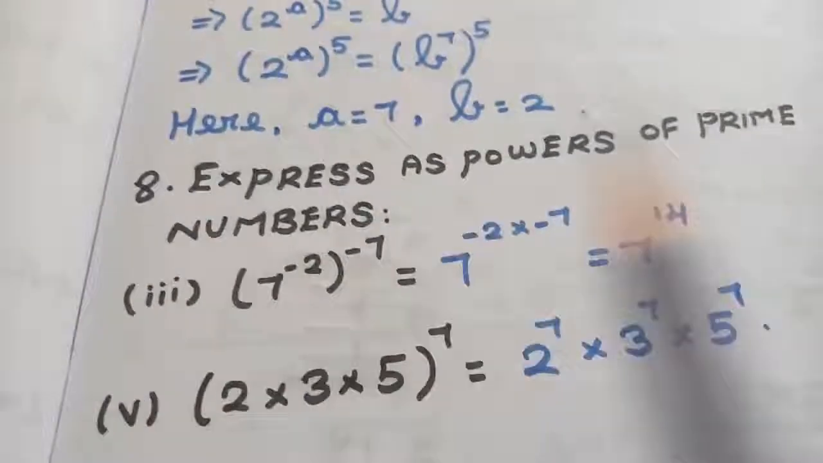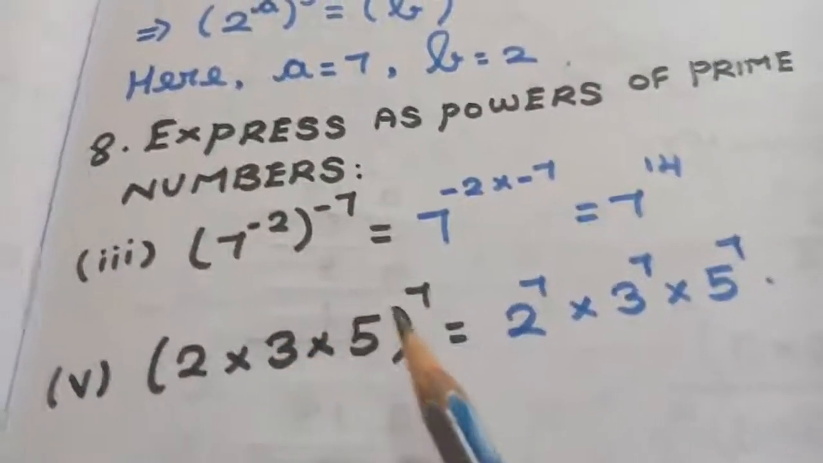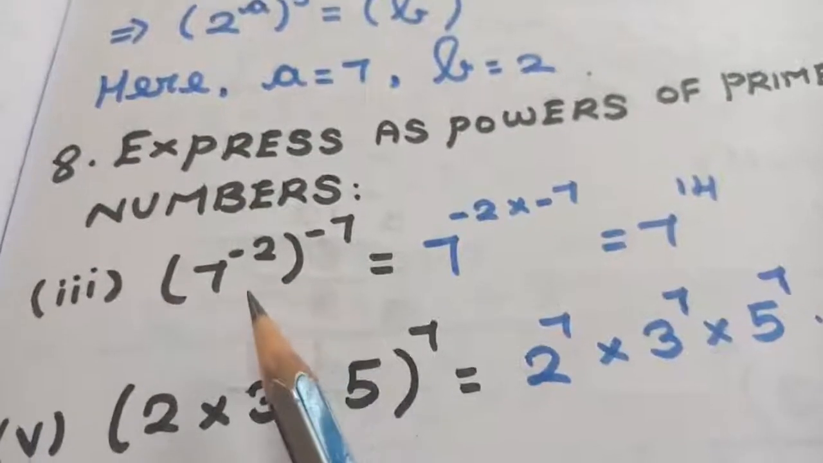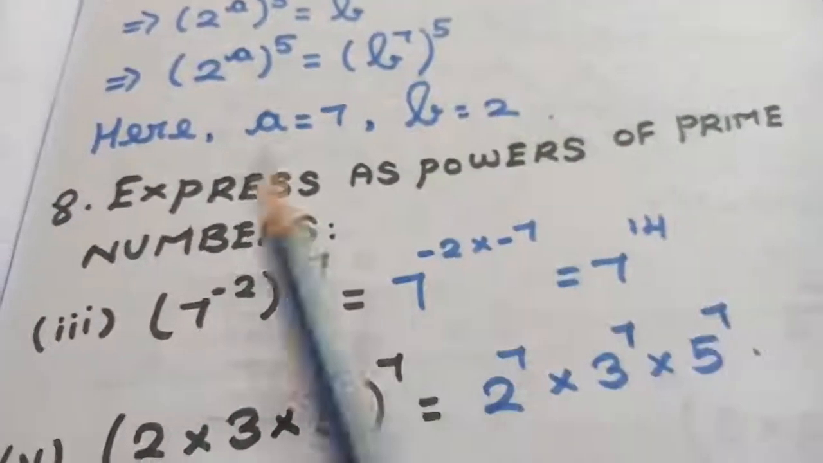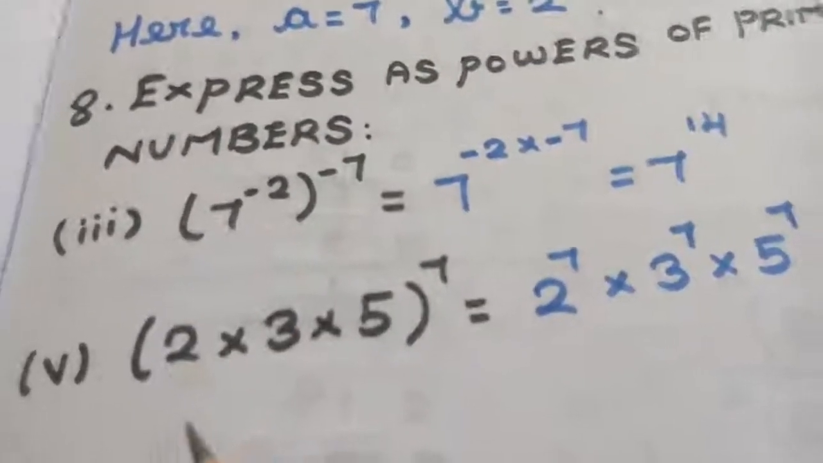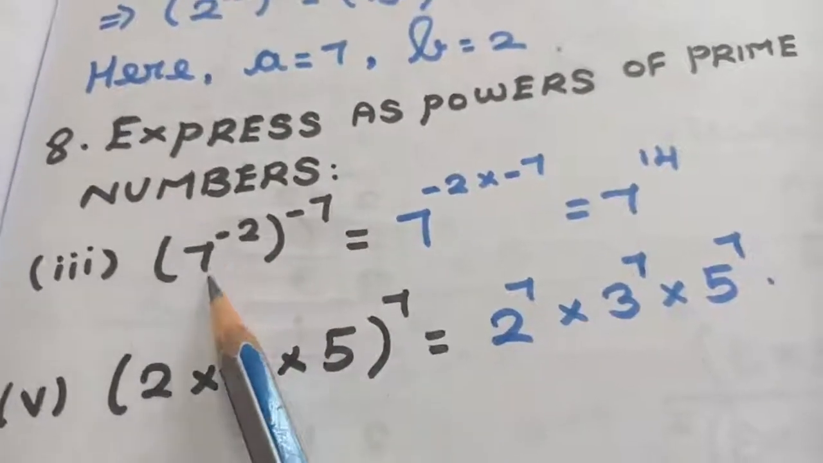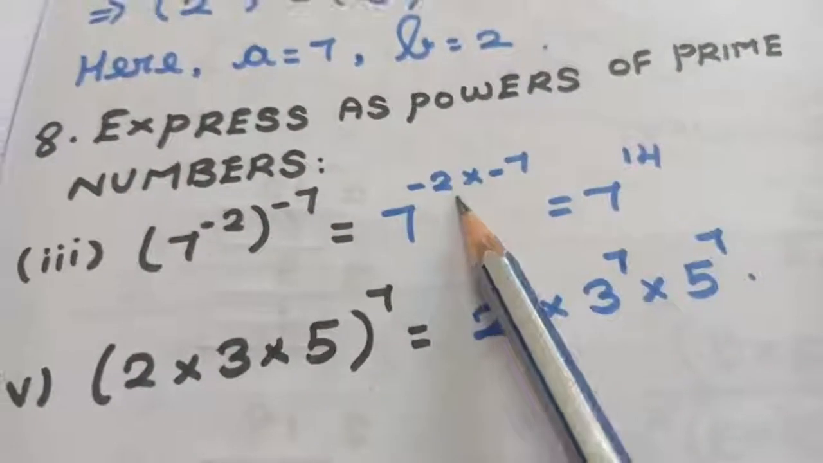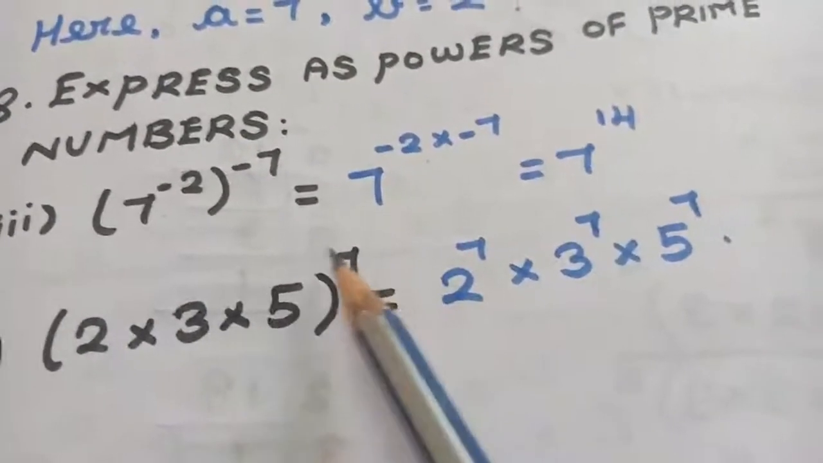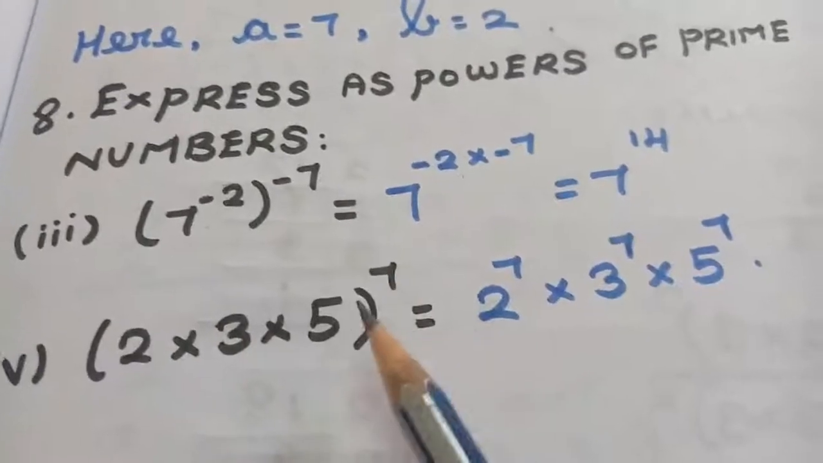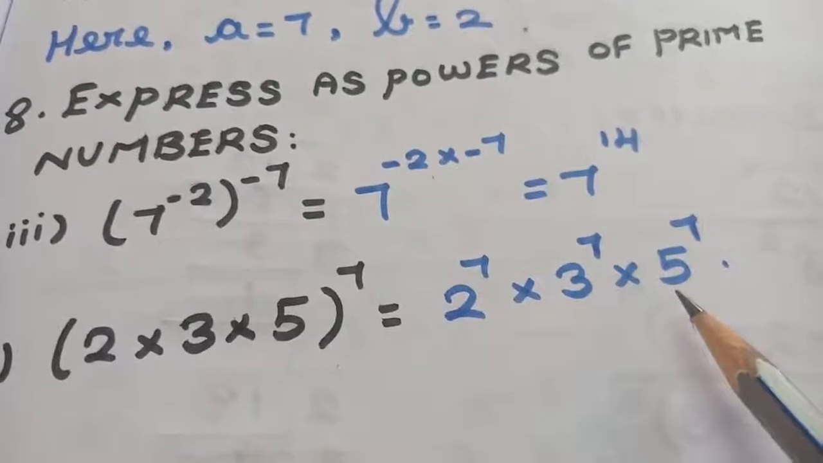Question number 8. Express as powers of prime numbers. Same way, students, we are not going to have any other confusion. Express the powers of prime numbers. So in the bottom part, the base is always going to be the prime number. You are going to calculate the powers. 1 base 2 powers means you are going to multiply and you are going to get this answer. 3 bases and 1 power means you are going to multiply the power for each base. That is 2 to the power 7 into 3 to the power 7 into 5 to the power 7.